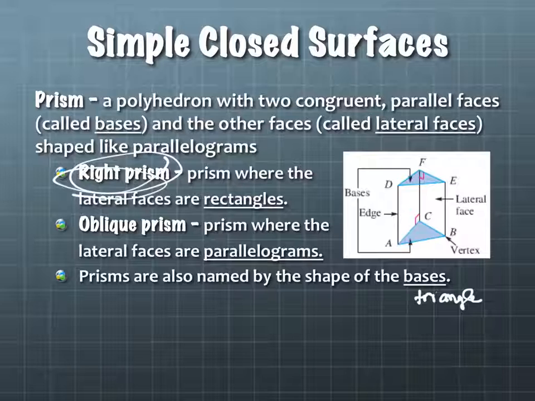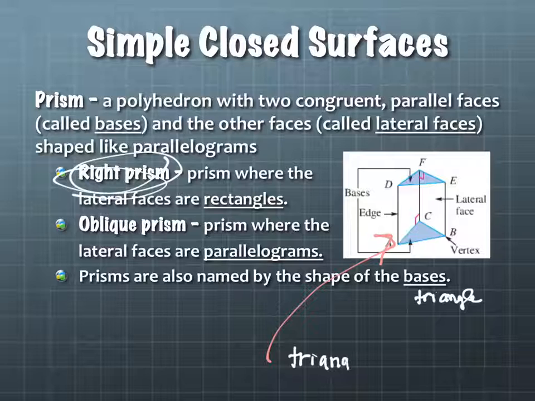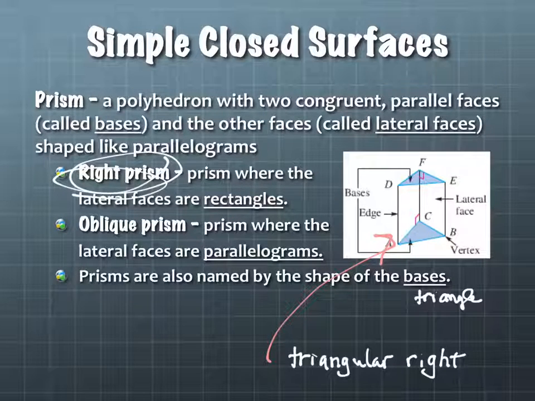So this shape right here, that's not good. I need to use a different color. This shape right here would actually be called a triangular, because the base is a triangle. We need to use the word right. That tells us that the sides are rectangles. And prism. And that is our most specific name that we can go with for this shape.